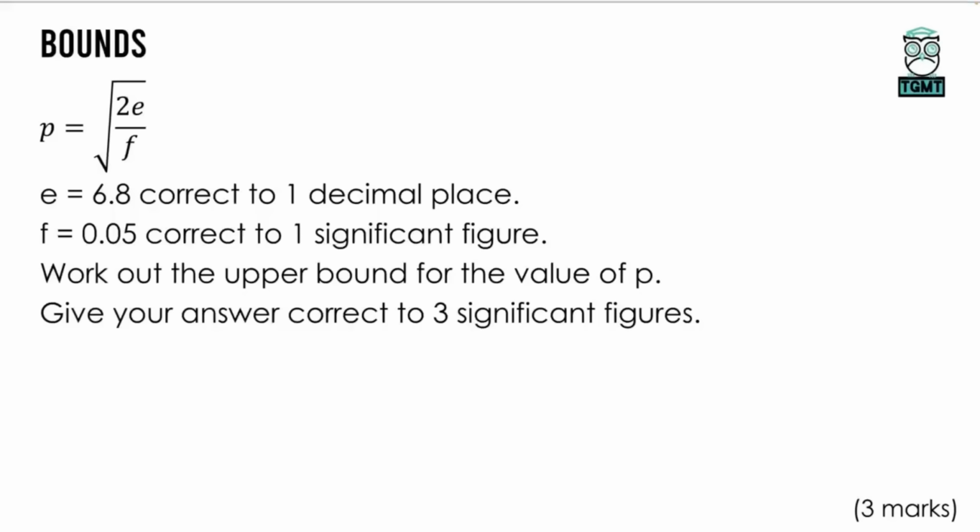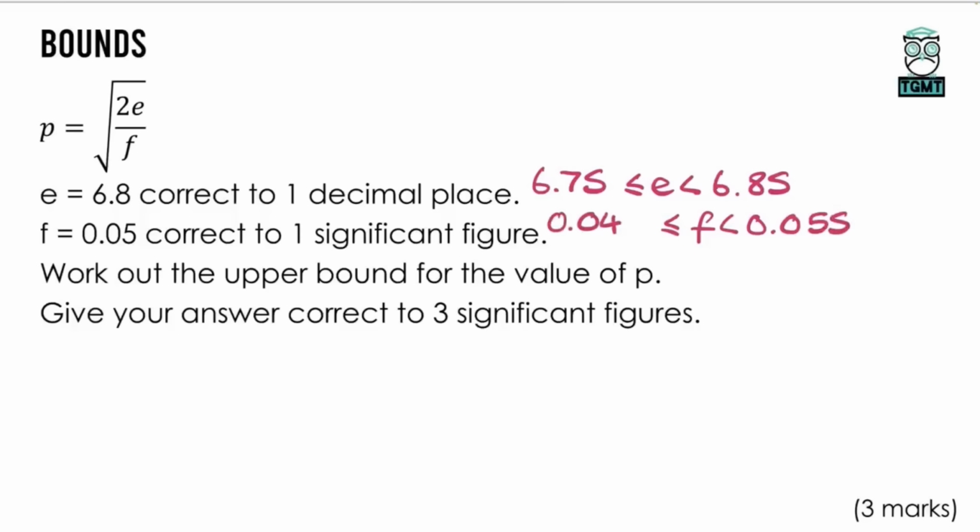So here, we have E is 6.8, correct to 1 decimal place, and using error intervals for that, E is therefore going to be between 6.85, adding that 5 on the end, and 6.75, just dropping that down by 1 for the 8, and then sticking the 5 after it as well. For F, 0.05, not as nice actually to write the error interval for, but that's going to be 0.055 and 0.045. And there we go, there are our error intervals.